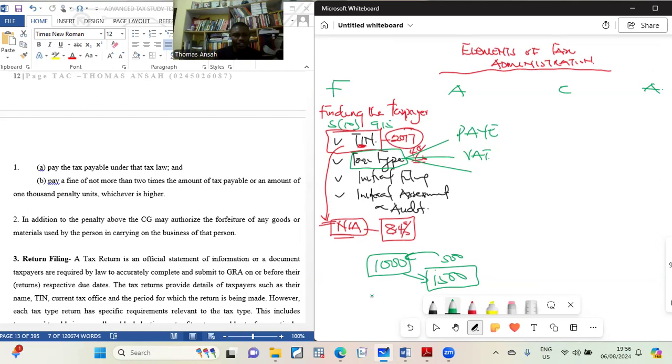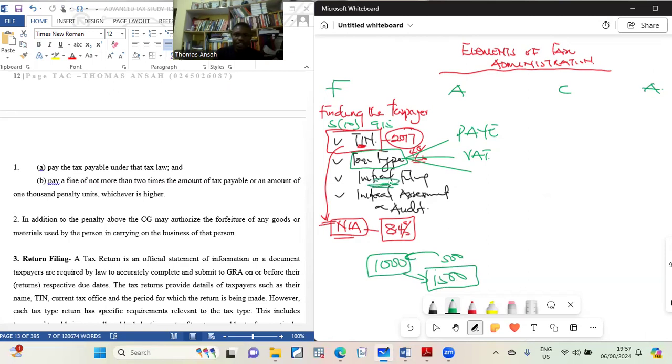In addition to that, the Commissioner General may authorize the forfeiture of any goods or material used by the person in carrying on his business. So it's dangerous not to register for a tax type. You see, all these things are in our law. As to whether GRA uses it is another thing. So you register your tax type.